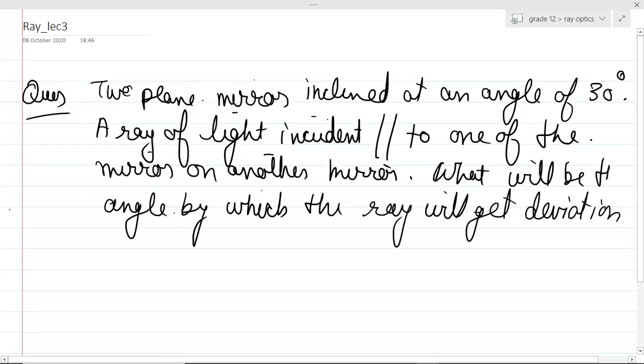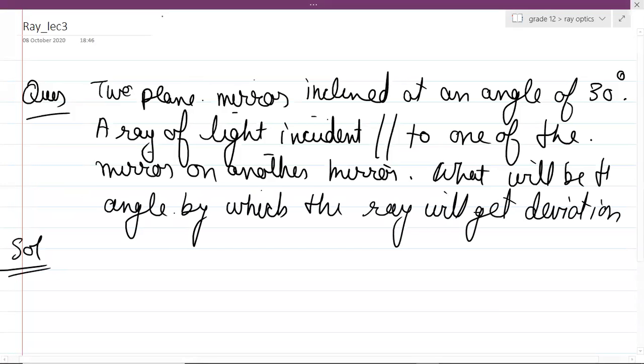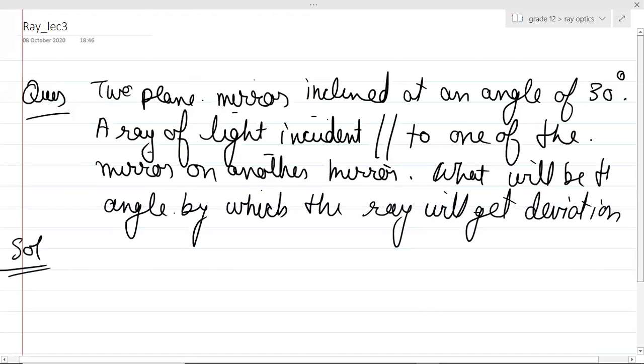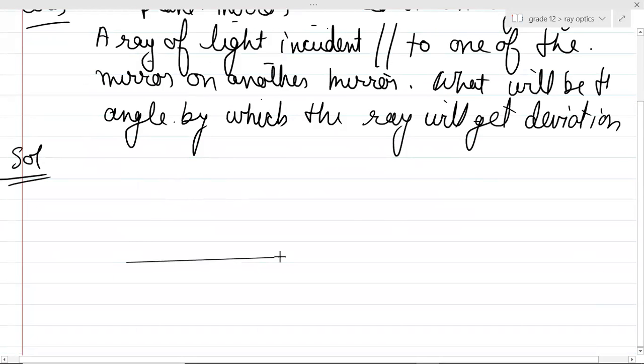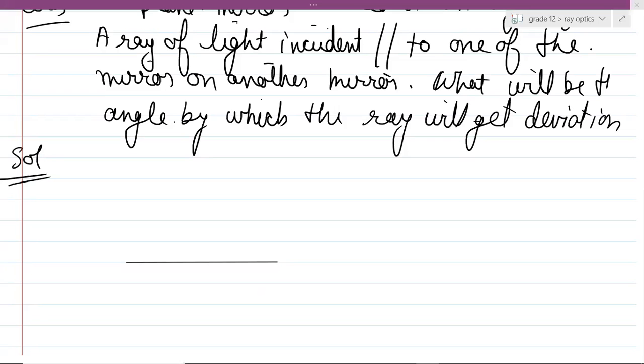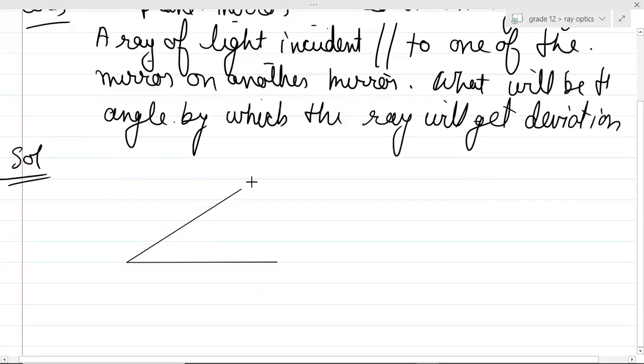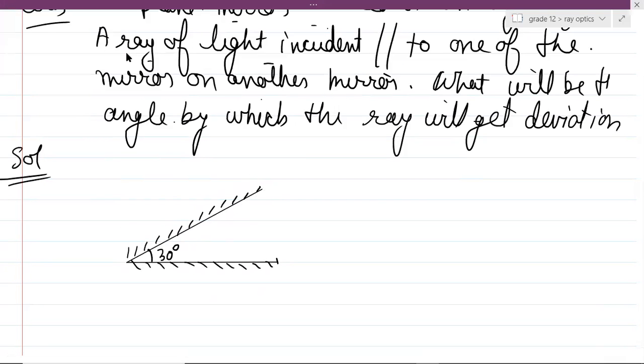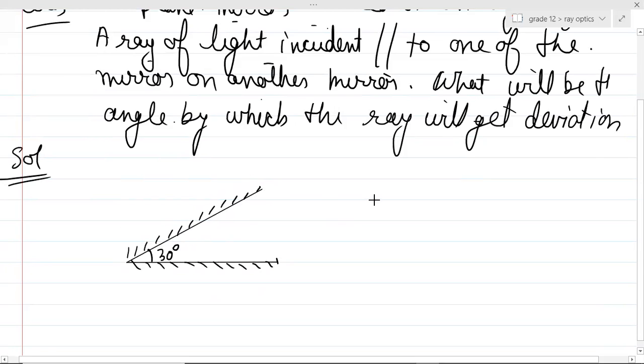I don't know whether I have given this type of question or not, but I think I have given. So suppose this is one of the mirrors, and let's say this is another mirror. Can you see the angle between them is how much? The angle between them is 30 degree. Now if I have a ray of light and I am incidenting it like this, can you see, parallel to one of the mirrors but on the another mirror, right? This is the incident ray which I have given.